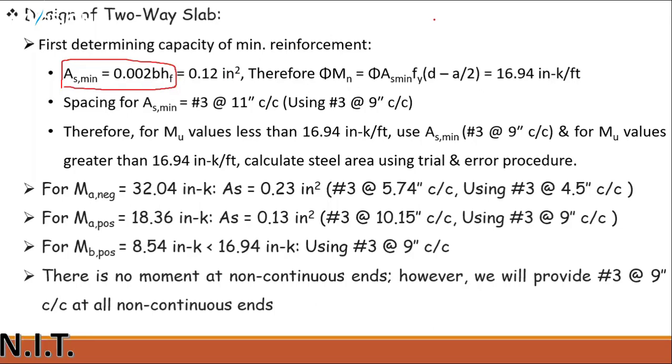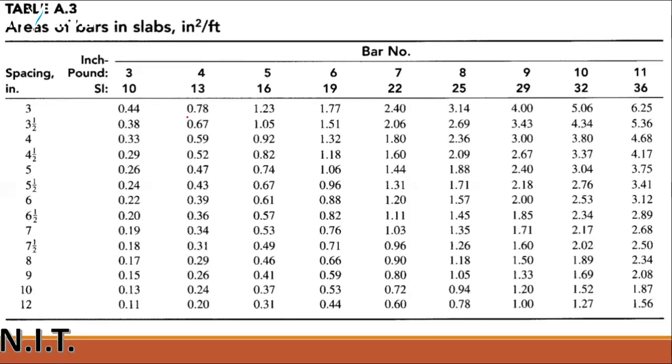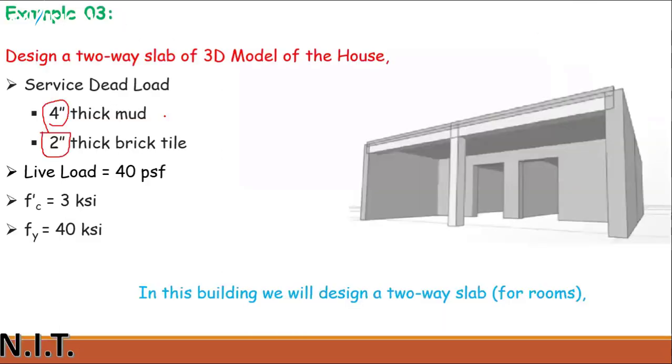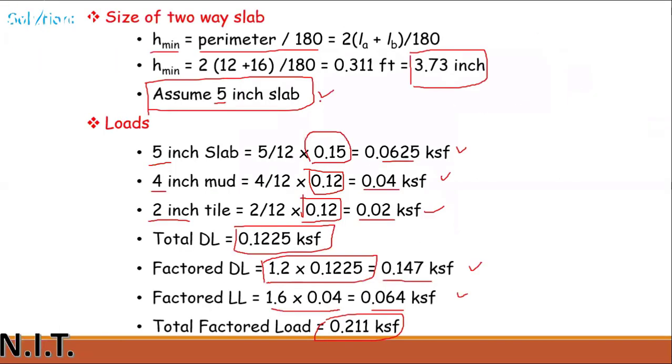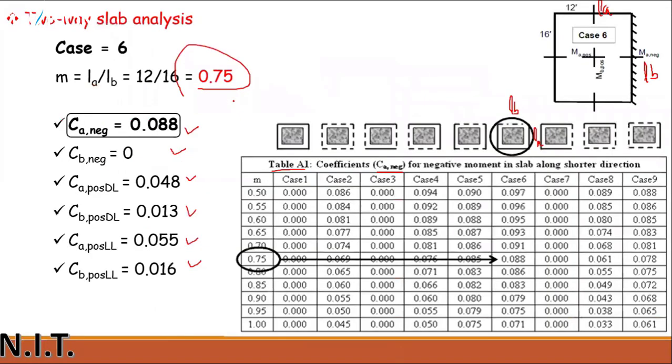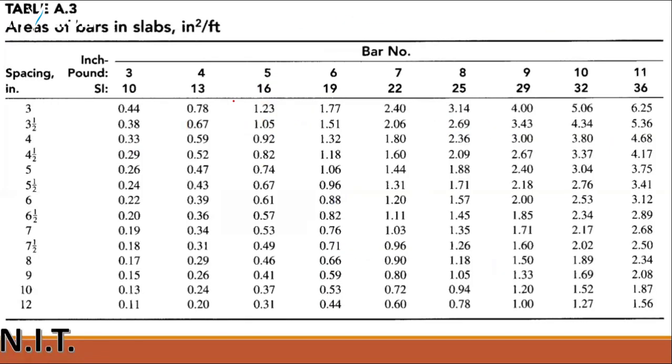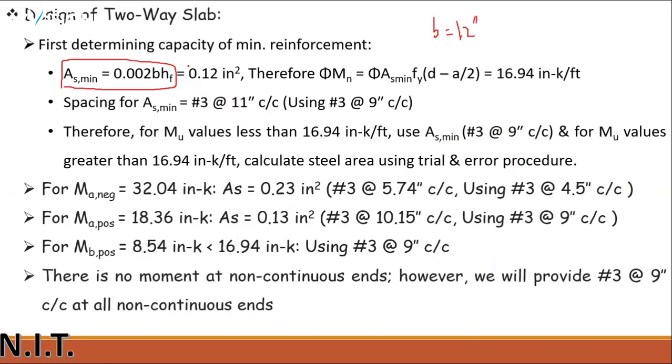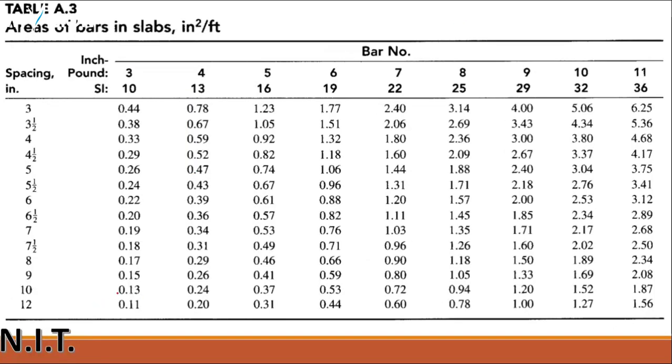B is always equal to 12 inches. If this is not given, B is equal to 12 inches. HF is already calculated. Where is it? This is HF. HF is equal to 5 inches. Clear? Use this 5 inches value over here and you will get the answer of AS minimum, which is equal to 0.12 inch square.